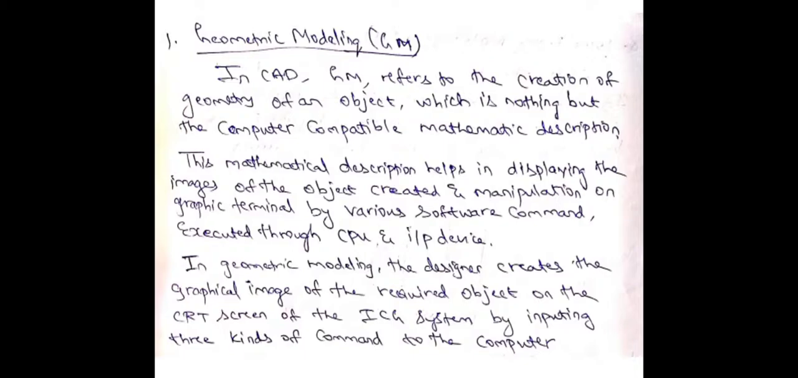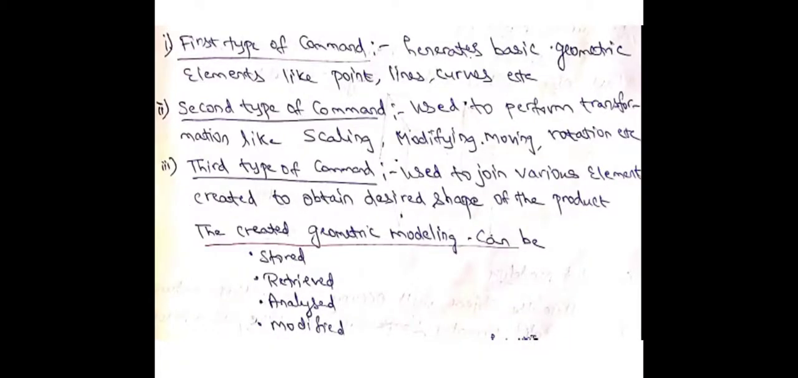So now let us see what those commands are. The first type of command generates basic geometric elements like points, lines, curves, etc. The second type of command is used to perform transformations like scaling, modifying, moving, rotation, etc. So this is mainly an editing command. The third type of command is used to join various elements created to obtain the desired shape of the product. We can say it is an assembly operation.